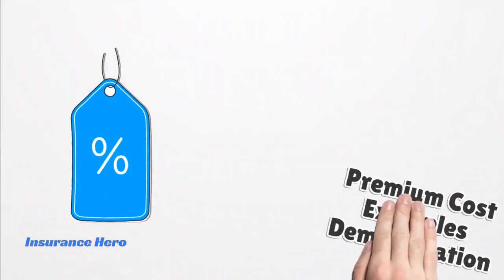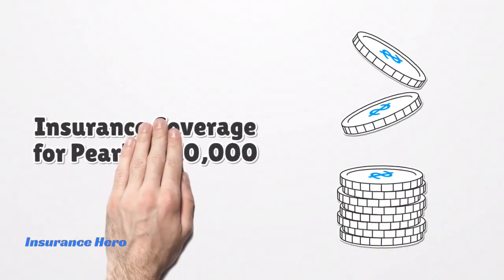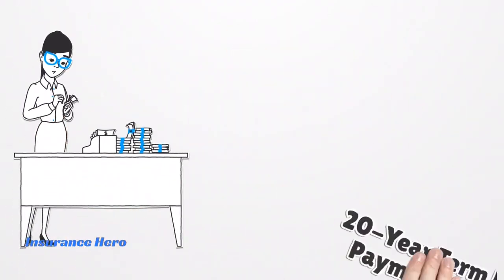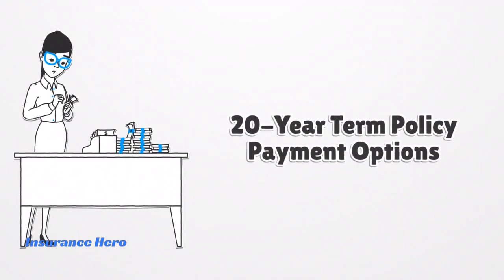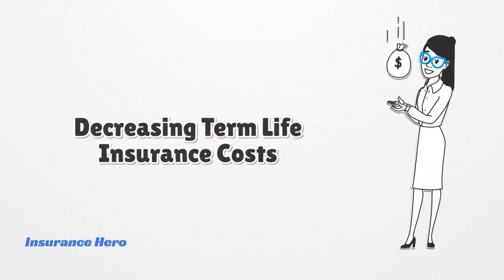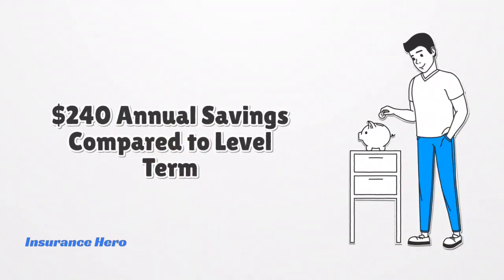Instructor provides examples of premium costs. Let's say Pearl wants $450,000 of coverage. For a 20-year level term policy, she might pay $50 per month or $600 per year. If she chose decreasing term instead, her monthly premium could be around $30 or $360 per year, since the insurer's risk is decreasing over time. That's a savings of $240 per year compared to the level term policy.